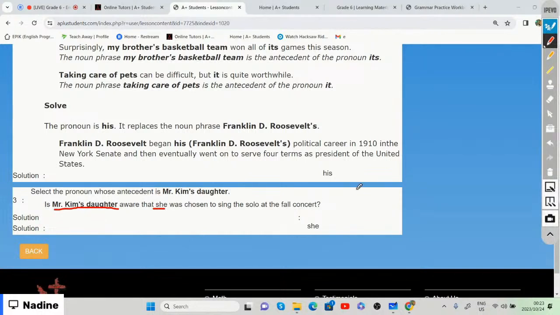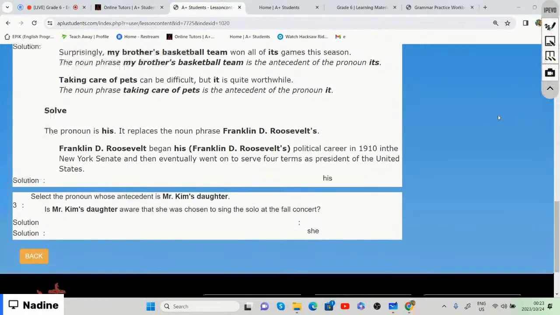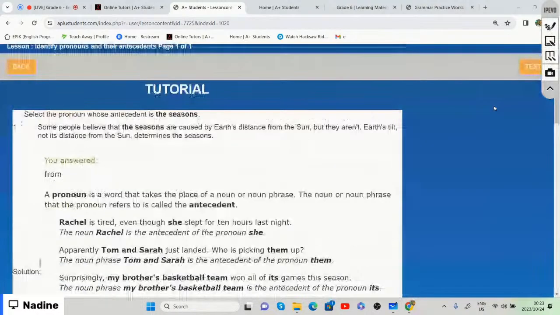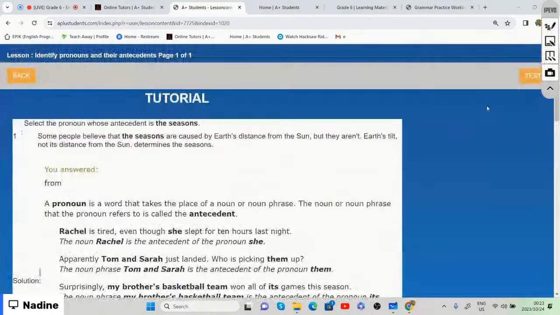All right. So once again, a pronoun is a word that takes the place of a noun, or a noun phrase. And the noun or the noun phrase that the pronoun refers to, we call that the antecedent.